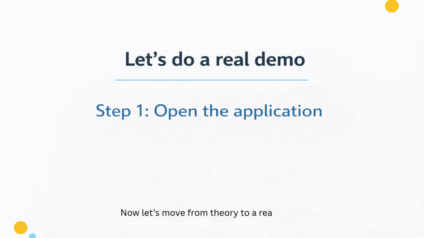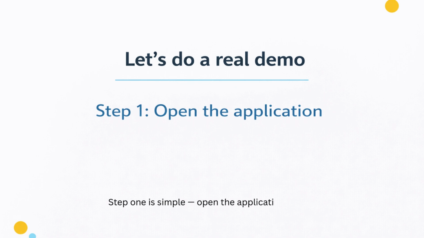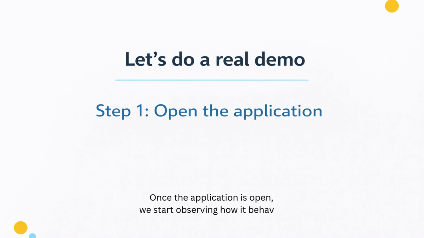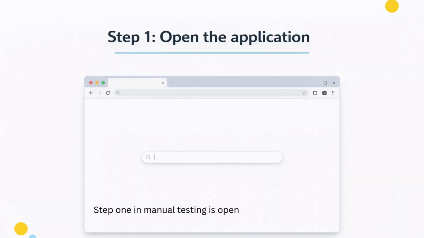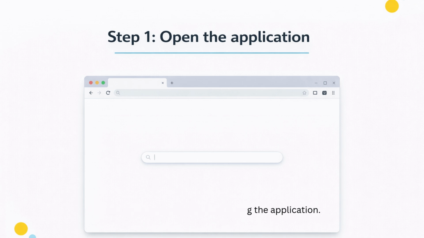Now let's move from theory to a real demo. This is where manual testing actually starts. Step 1 is simple. Open the application. Once the application is open, we start observing how it behaves. Step 1 in manual testing is opening the application. This can be a website or a mobile app.